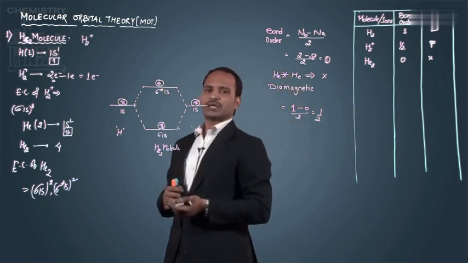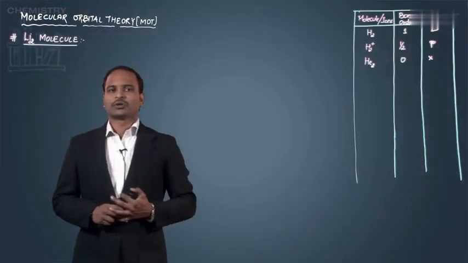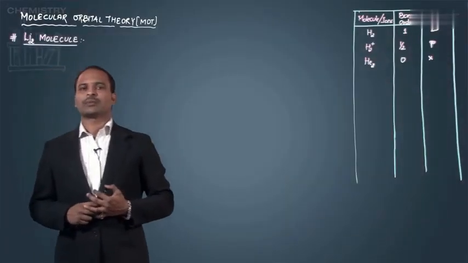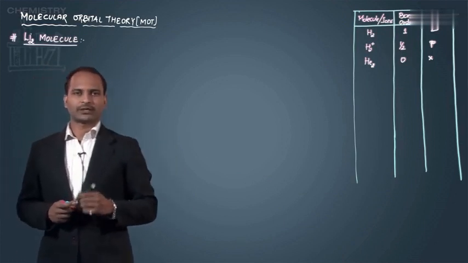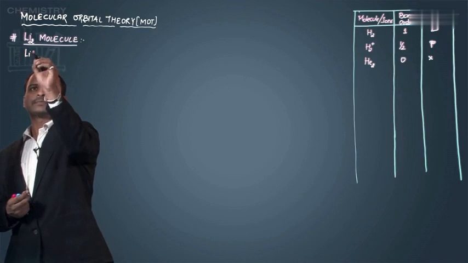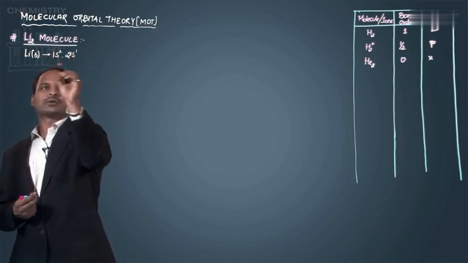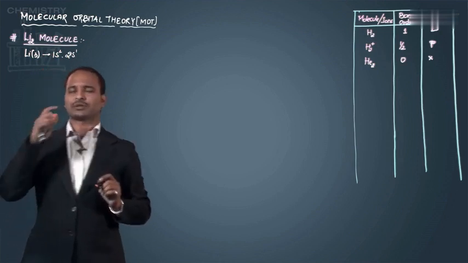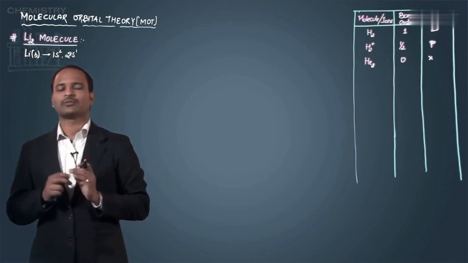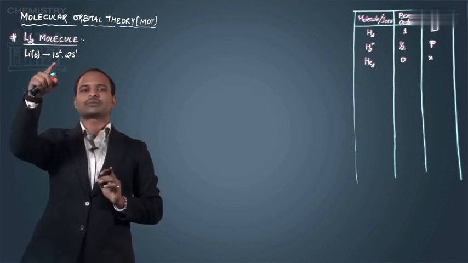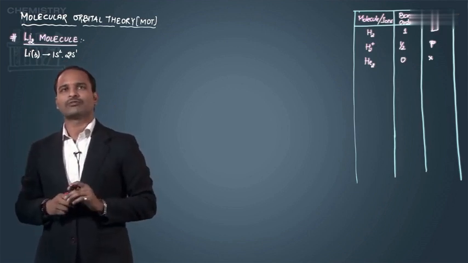Then the next molecule is lithium, the Li2 molecule. Now what happens in the case of the lithium molecule? The lithium molecule is formed from the lithium atom, whose atomic number is 3. So its configuration is going to be 1s2 2s1. We all know that only the electrons present in the outermost shell take part in bond formation. So the electron in the 1s orbital will not form a bond; only the electron in the 2s orbital will form a bond.